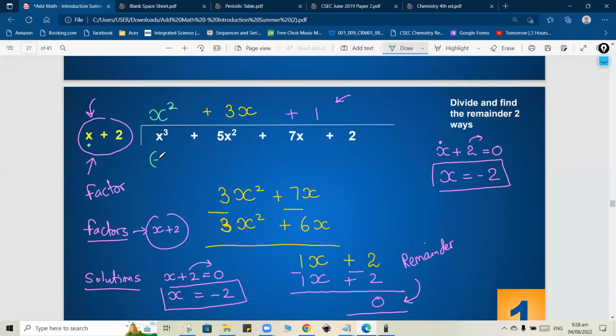Throw away this x, replace it with minus 2. Don't forget the cube. Plus 5. This x, throw it away, replace it with minus 2. Remember, the squared only belongs to the x value. It does not belong to the 5. Plus 7. Throw away this x, replace it with minus 2. I want everyone to work this out on their calculator and tell me if you really, really get back 0.